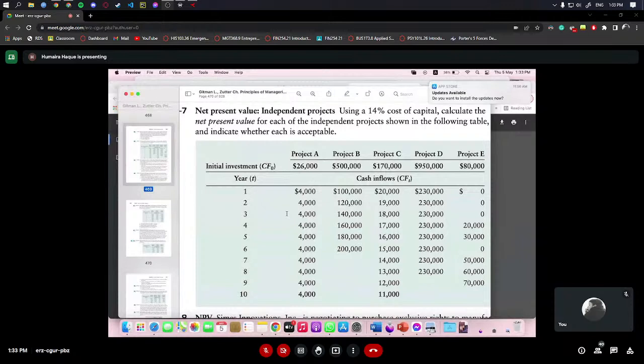But that's not a problem, because if you're doing NPV, you're anyway calculating cash flows at present value. So time is not the problem. The problem is, look into the initial investment. Are both projects having the same initial investment? No, ma'am. No, right?